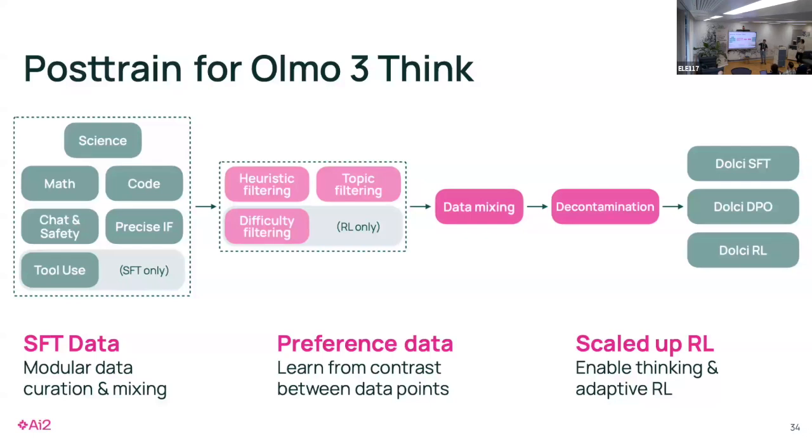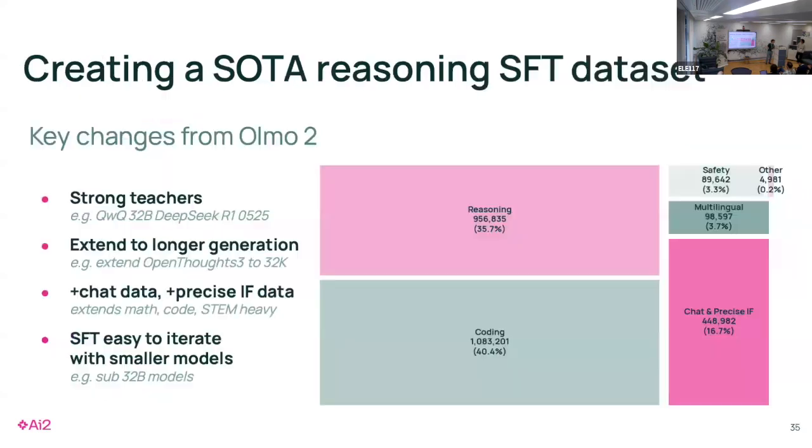I'm not going to touch on this in this presentation, but we had some key insights around preference data and how you use it to boost some characteristics of the model that you care about. And then we really had to scale up our RL infrastructure to be able to support these longer generations. So for SFT, we spent quite a bit of time on improving our SFT mix.